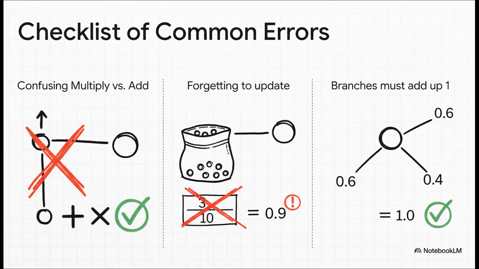Second, with those without replacement problems, please remember to update the denominator. The total changes, not just the top number. Third, a super quick and easy check. Make sure the branches coming from any single point always add up to 1. If they don't, you've made a mistake somewhere. And finally, a bit more advanced, but for certain given that problems, remember the denominator is the sum of all the possible successful paths, not just one.